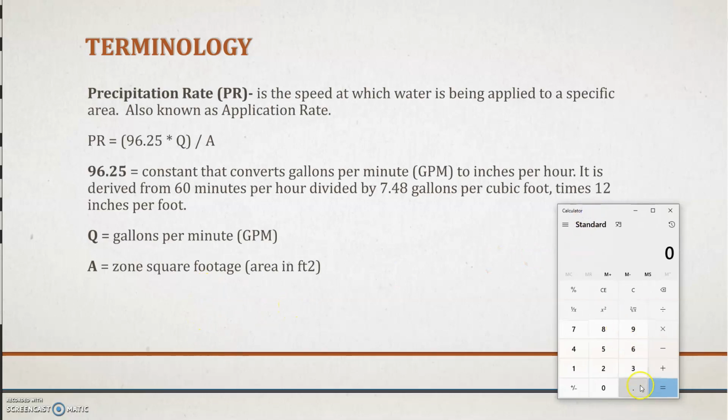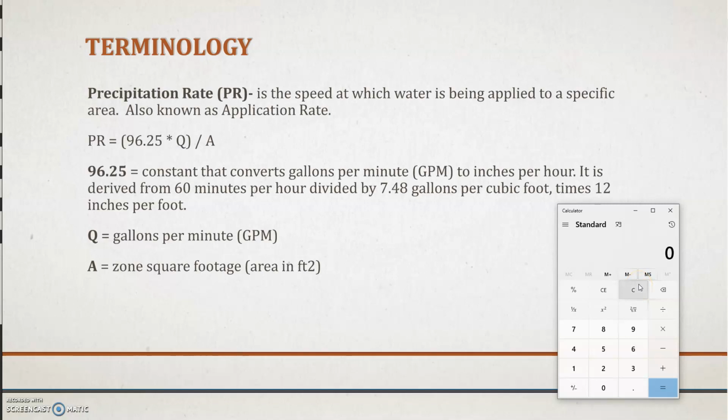So now to do the math, I'm going to take 96.25 and multiply that by Q. Let's say I have a few heads in this zone that equals 2 gallons per minute. And then I'm going to divide this by my area. Let's say my area is a 10 by 10 landscape area, so that's 100 square feet. And that would give me 1.93 inches per hour as my precip rate. So that's a little more than a spray head. And so that's the math that we would do.